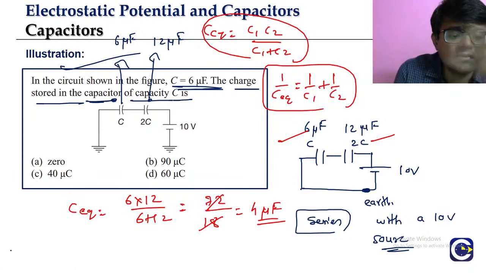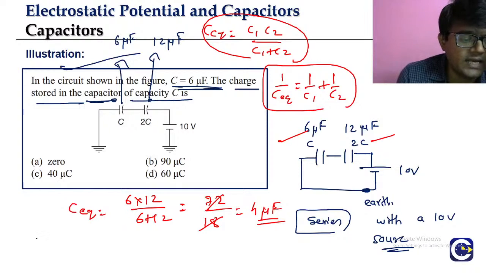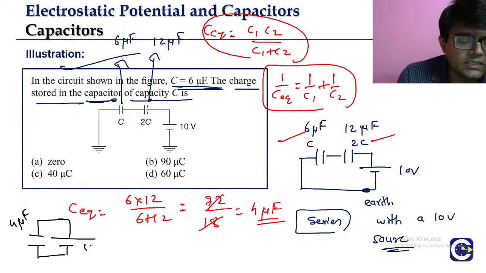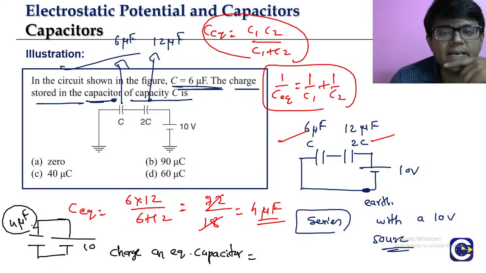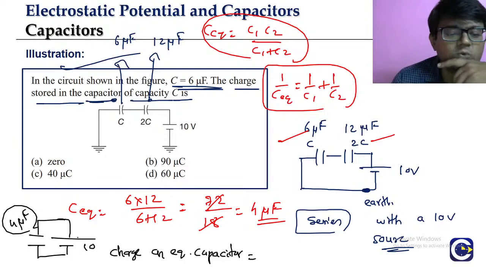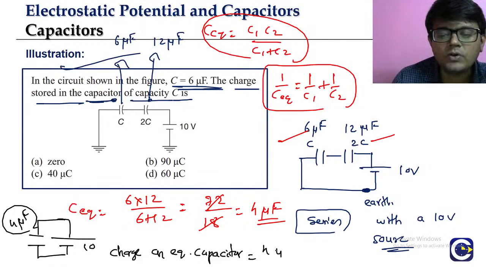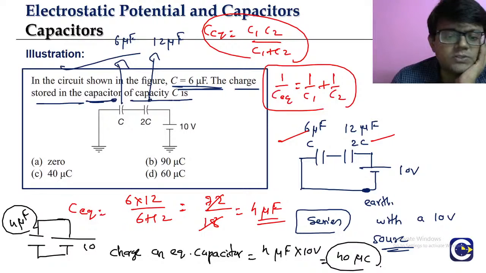This means we can replace those two capacitors by a single capacitor, and its value is this 4 microfarad. If we replace it like that, what will be the charge on the equivalent capacitor? Its capacitance is 4 microfarad connected to the 10 volt source. So the charge is capacitance into potential difference, 4 microfarad into 10 volt, which is 40 microcoulombs.